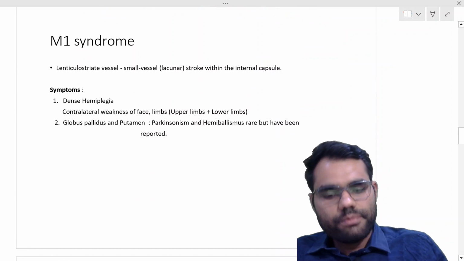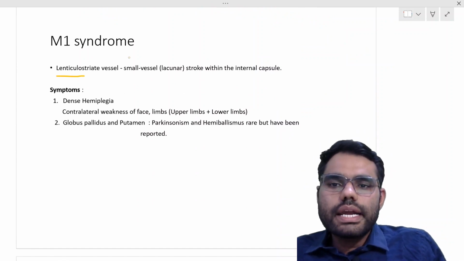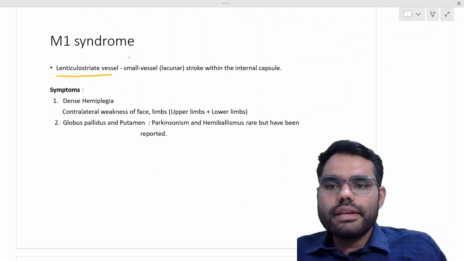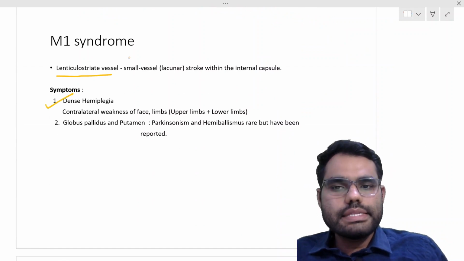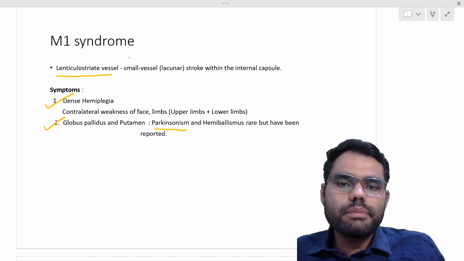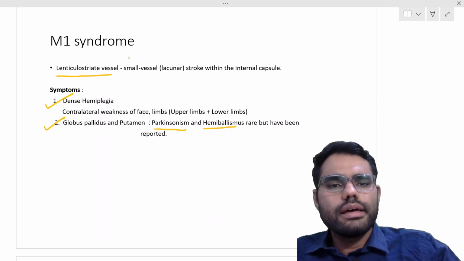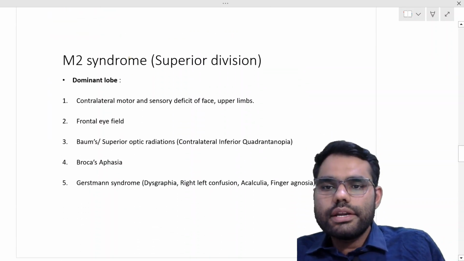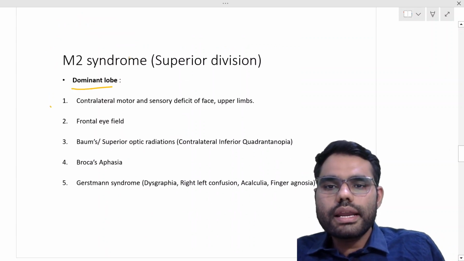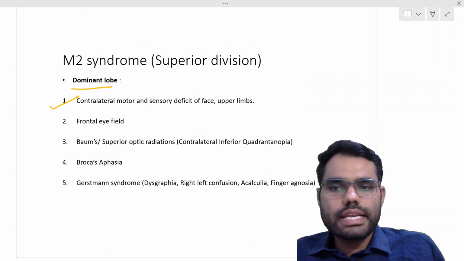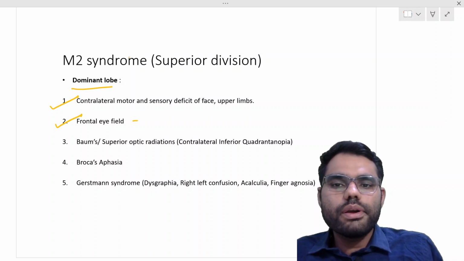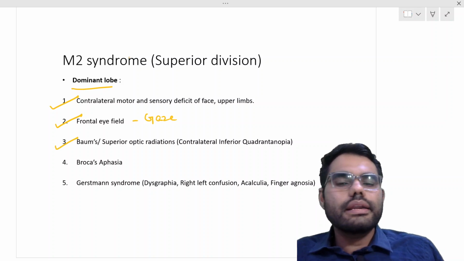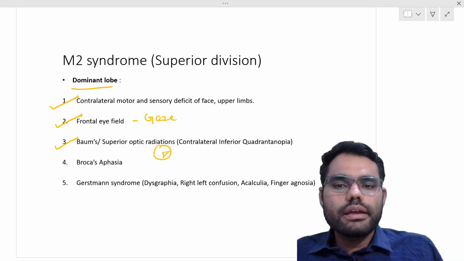So M1 syndrome we discussed, the lenticulostriate vessel would be affected, so there would be contralateral dense hemiplegia. Globus pallidus and putamen can get affected and can result in Parkinsonism and hemiparesis, rarely. M2 syndrome, superior division in the dominant side, would cause contralateral motor and sensory deficit of face and upper limb. Frontal eye field would be gone, so gaze preference towards the same side. Contralateral inferior quadrantanopia would be there.